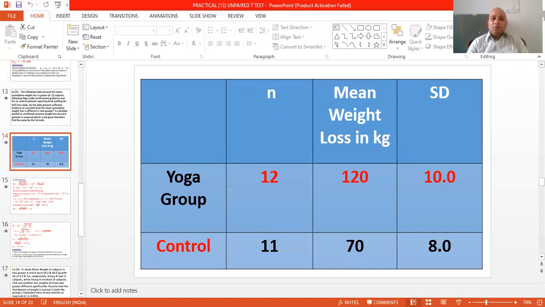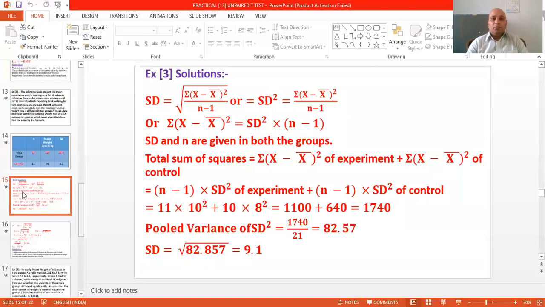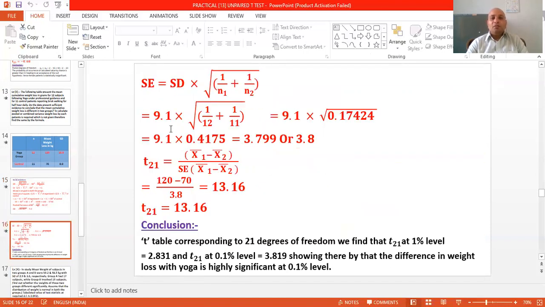Yoga group n is equal to 12, mean weight loss in kg 120, then SD is 10.0, then control 11, 78.0. Then the same SD square or combined variance: total sum of square is 1740, then pooled variance is 82.57, then SD 9.1. Then standard error is 3.8.